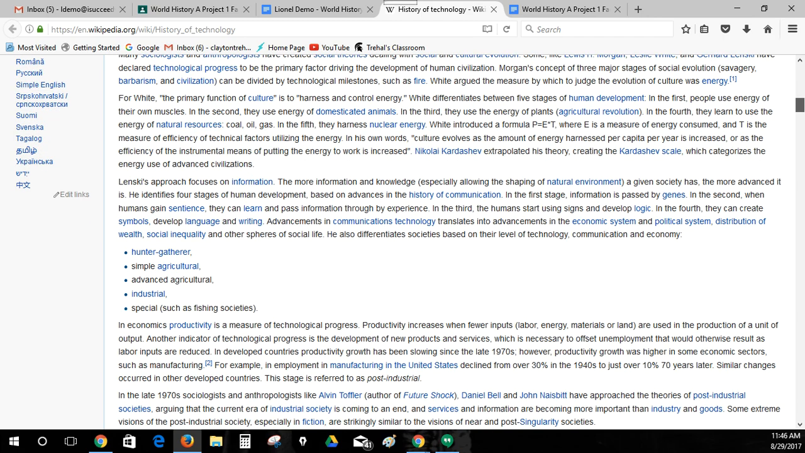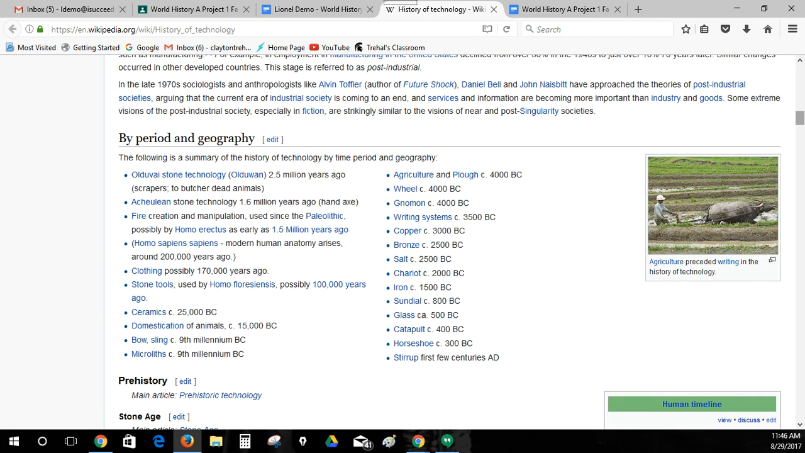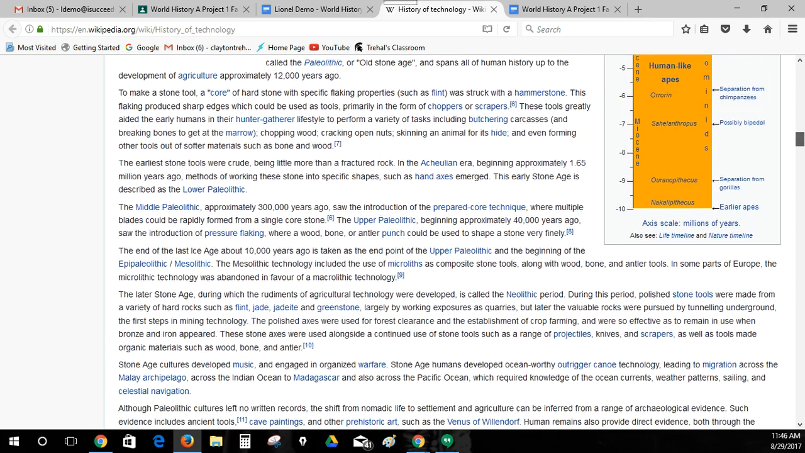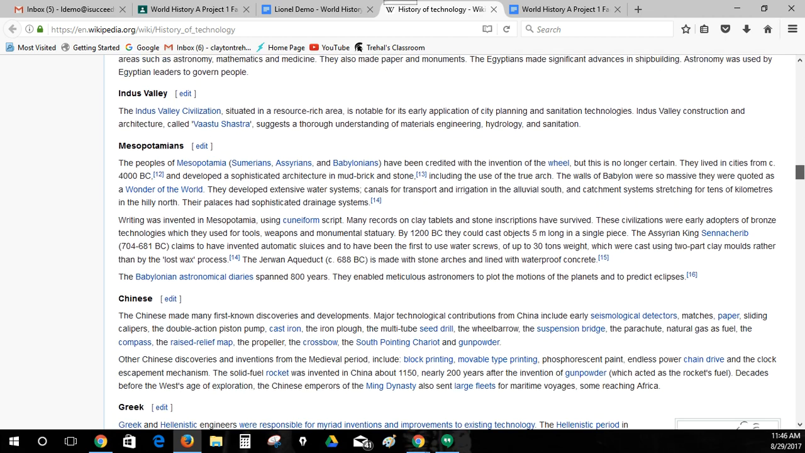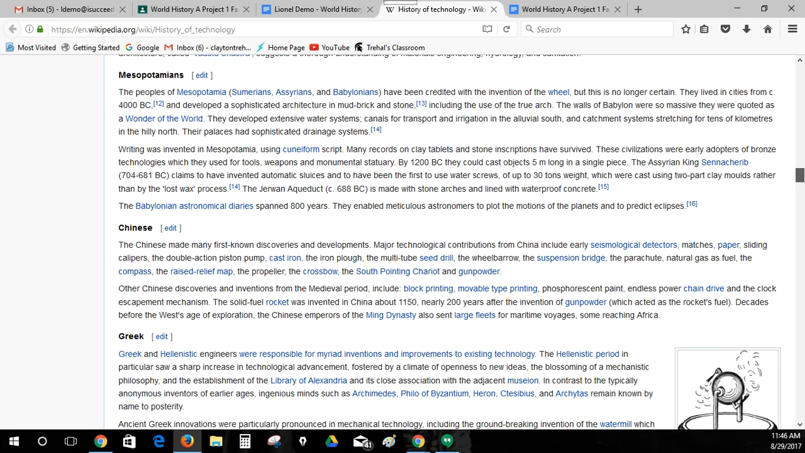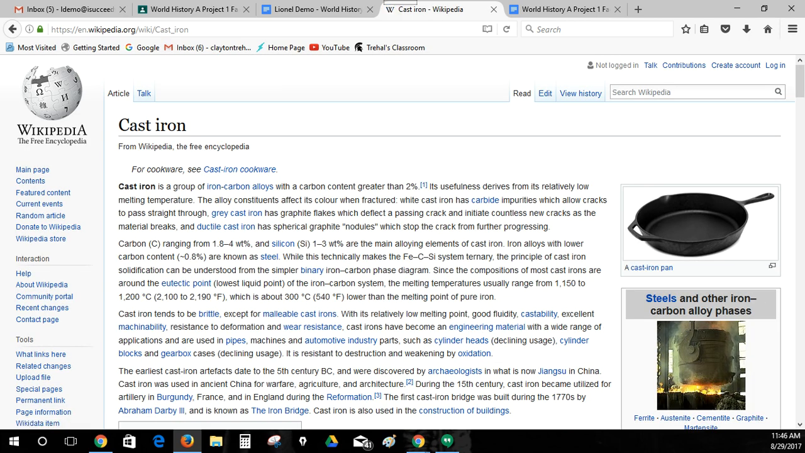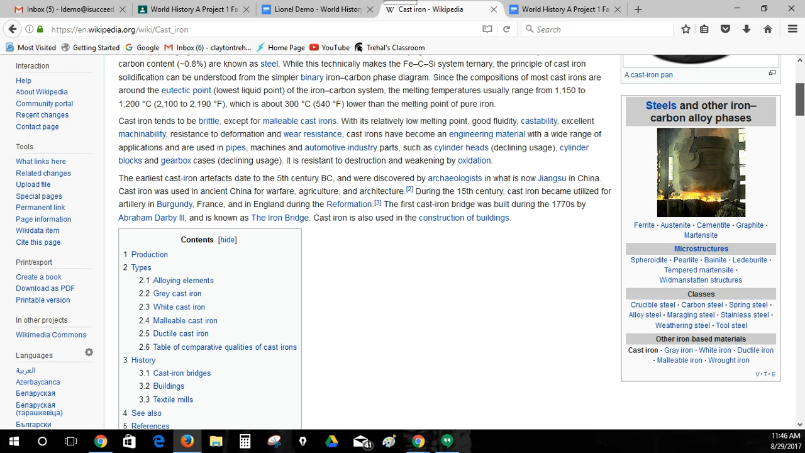So agricultural productivity, okay, stone technology, Bronze Age, Iron Age, Chinese. Okay. Ooh, cast iron looks cool. So let's see if I've got a history of cast iron. Okay, so it looks like cast iron was created by the Chinese, and it was created in the 5th century BC and used for warfare, agriculture, and architecture.